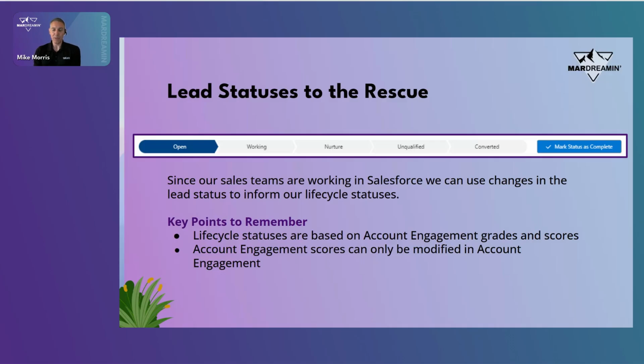So what we can do is use changes in these statuses to trigger flows that allow us to decrease our scores and also change our lifecycle statuses. Now, the key point to remember here is we did talk earlier about Account Engagement scores can only be modified inside Account Engagement. So you've got to keep that in mind here because that's part of the process.